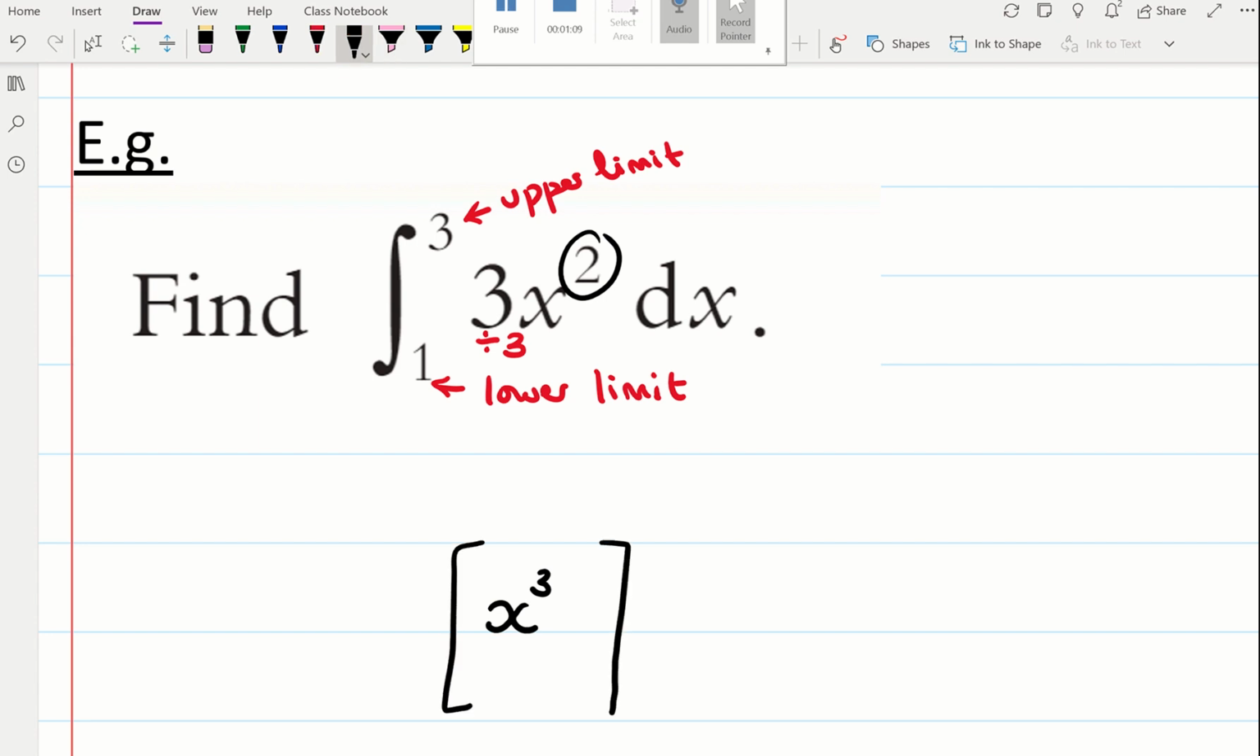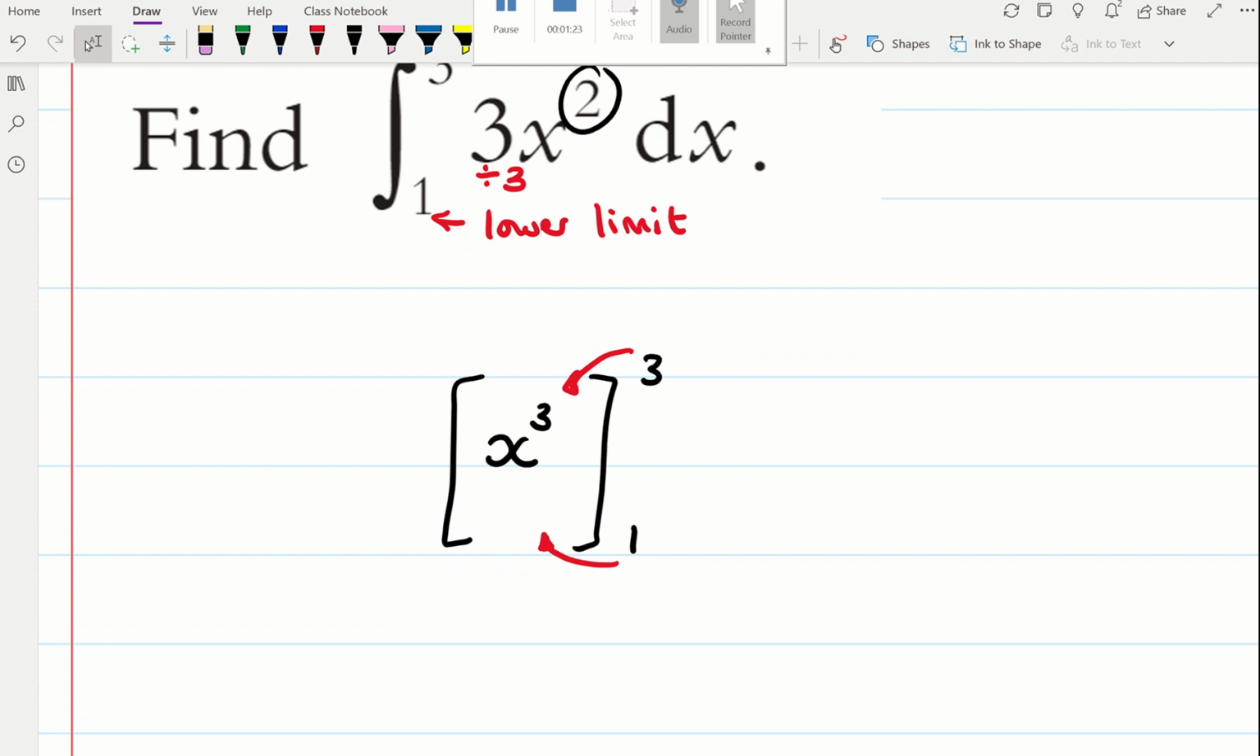Then I put it in a bracket and I put my upper and lower limits. And I'm going to substitute the upper limit in. And I'm going to substitute the lower limit in as well and subtract. So it's always the upper limit first. So substitute this value first.